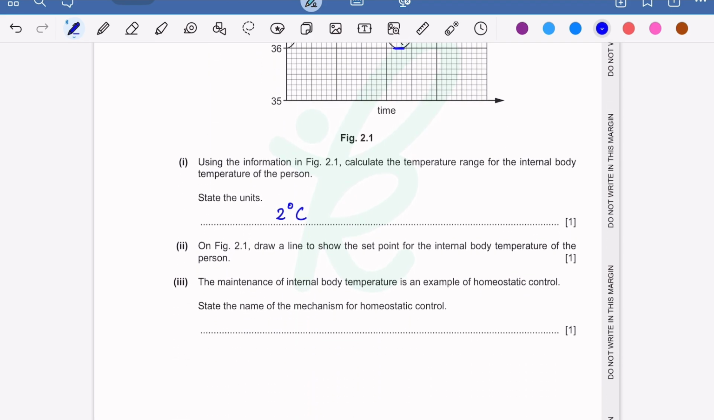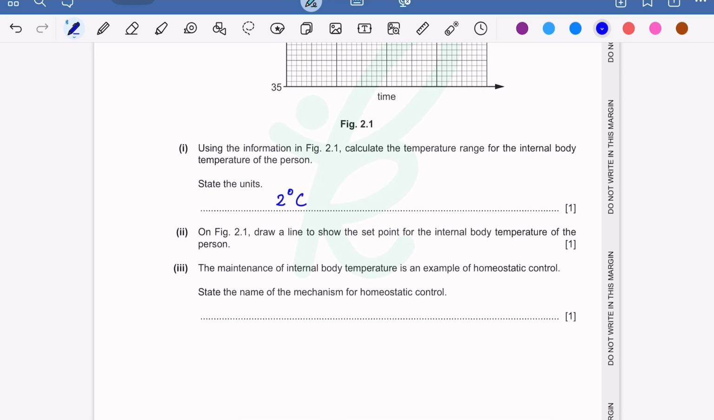Next part. The maintenance of internal body temperature is an example of homeostatic control. State the name of the mechanism for homeostatic control. So we know that homeostasis is controlled by a negative feedback mechanism. So the answer for this will be negative feedback mechanism.